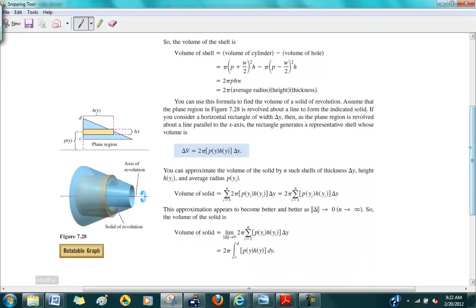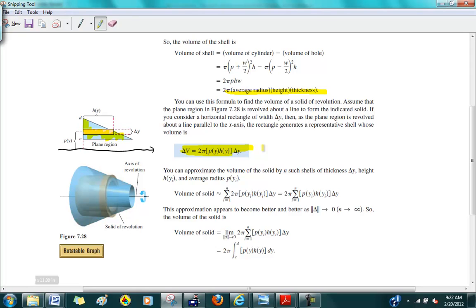Okay, so this triangular region here gets rotated about this line here, and this is the solid that gets generated. So it's essentially a cone with a hole in it. And so here's the formula that I mentioned to you earlier, that gets used in here.